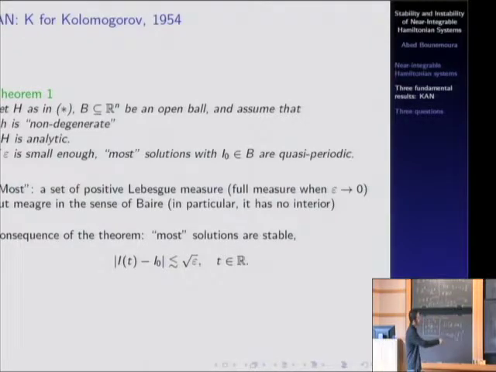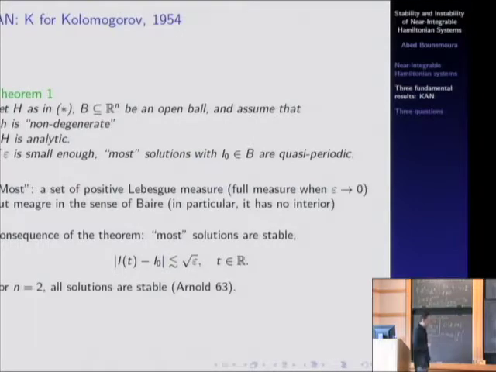Okay? This comes from this theorem, from a quantitative version of this theorem. Now, in fact, this is true for all solutions for n equals 2 under a different non-degeneracy assumption, essentially. This is due to Arnold. So for n equals 2, every solution is stable, essentially. So what happens for n equals 3? That was the question.